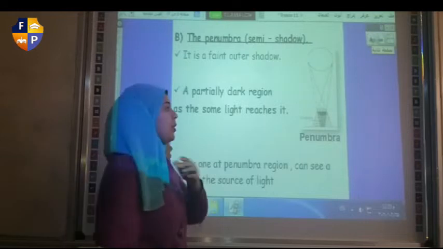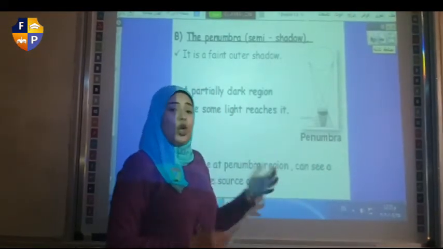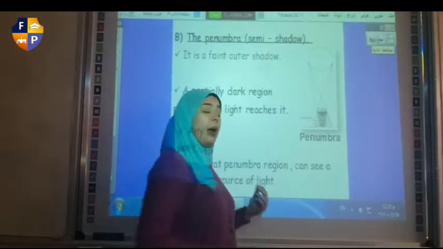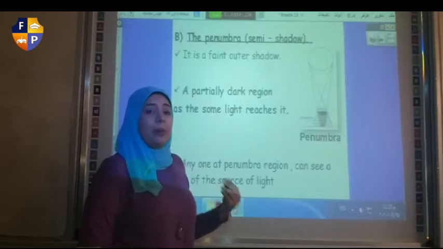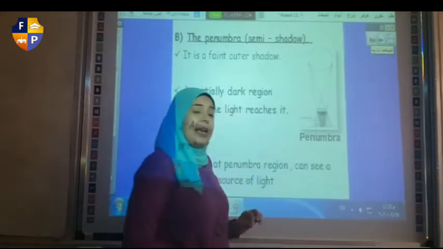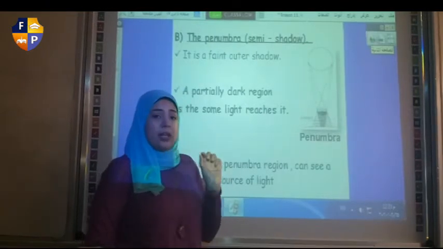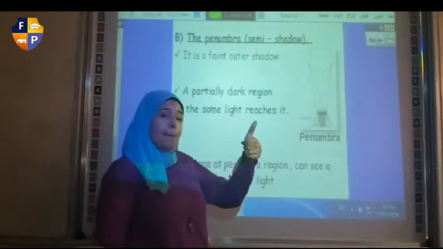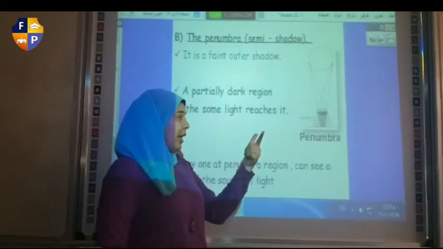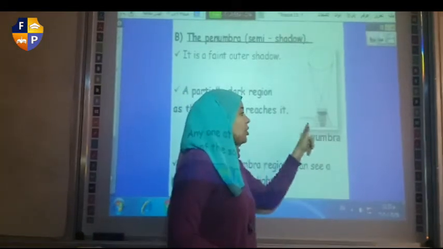Number 2, we have here a faint outer shadow. Not very dark, it's faint. We call this region penumbra. So anyone in the penumbra region can see a part of the light. So we have the umbra region, which is the dark inner shadow, and we have the penumbra region, which is the faint outer shadow.